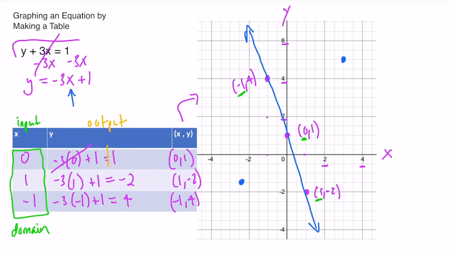And collectively, my 1, my negative 2, my 4, think of all those together as my range. And again, I can see that here. I can see my range includes 4, it includes 1, and includes negative 2.